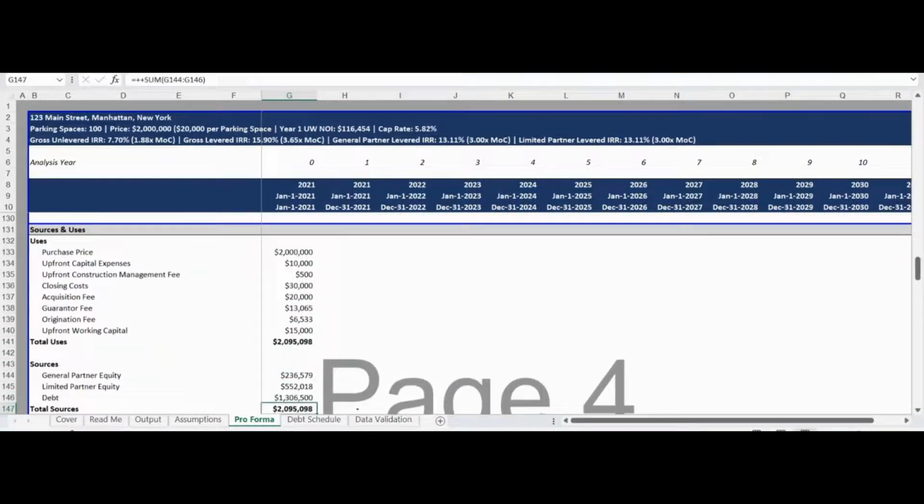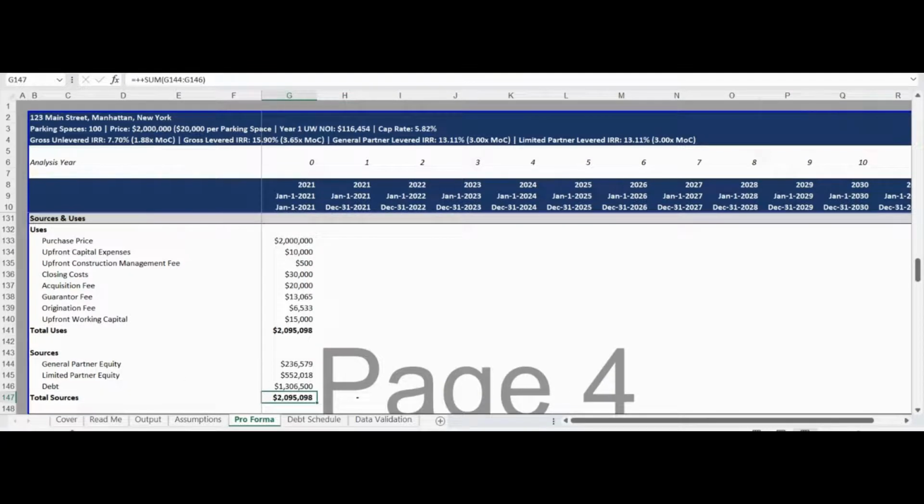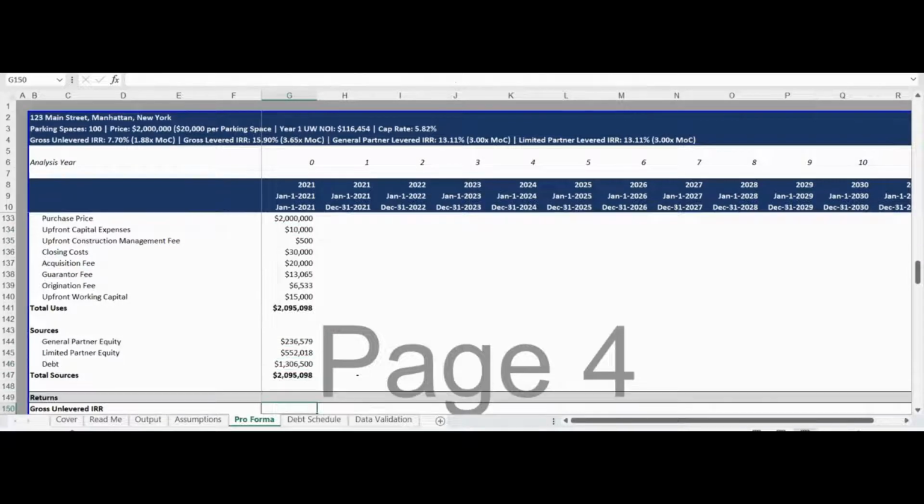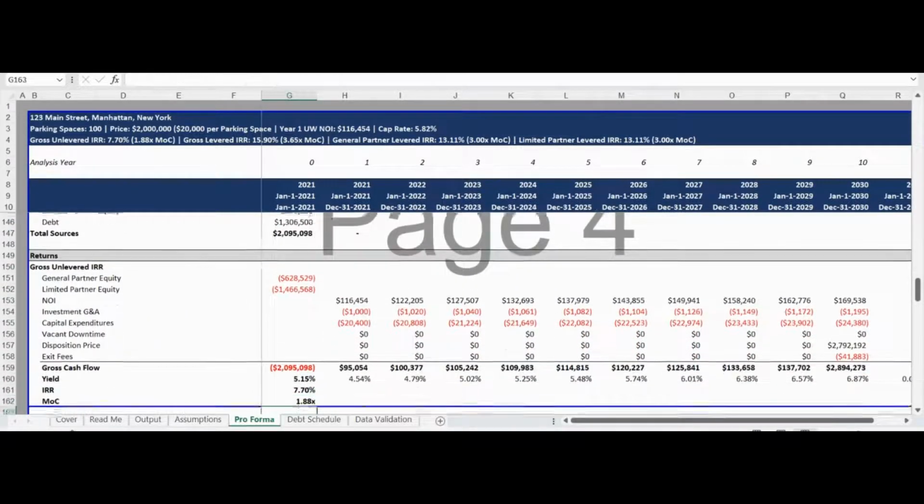The sources and uses table is presented next. The uses section shows how capital is distributed on closing, while the sources section shows where the capital is coming from. The model then begins to present returns.